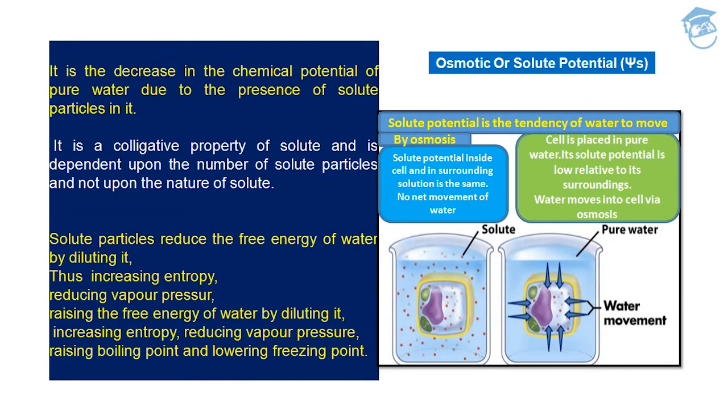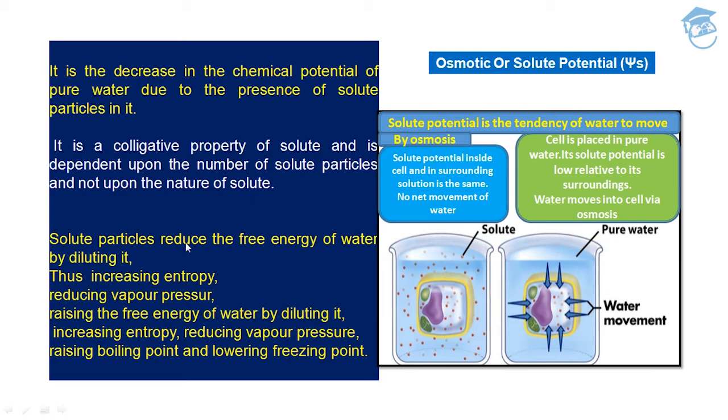Now we'll talk about the osmotic or solute potential. It is a decrease in the chemical potential of pure water due to the presence of solute particles. When you add solute particles to pure water, a decrease in the chemical potential of the pure water takes place due to the presence of solute particles in it. Solute potential is a colligative property of a solute and is dependent upon the number of solute particles and not upon the nature of the solute.